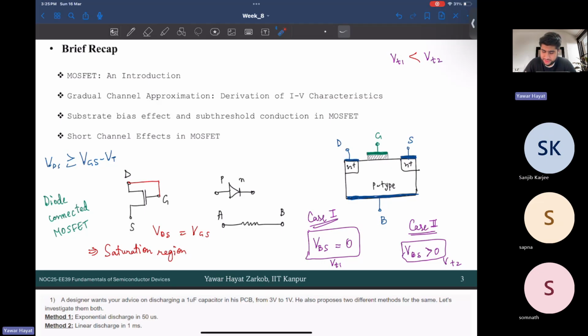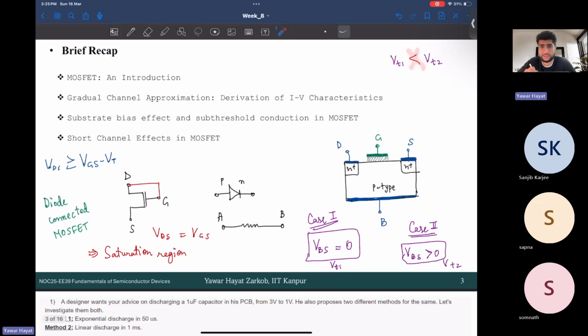Okay, and when VBS is greater than zero, you have some positive field in this direction, correct? Then what will that field do? P type, sir. And I think channel will be created at a much lesser voltage. For which case? Case 1 or case 2? Case 2, sir. So in other words, you are saying this is not the case, right? You are saying VT2 is less than VT1.